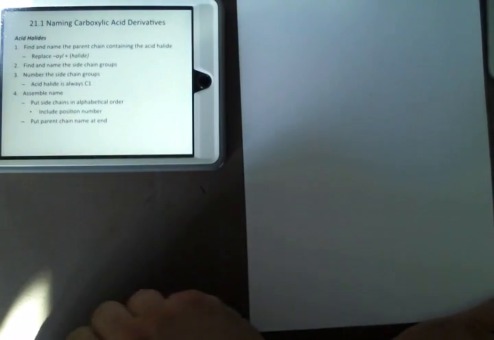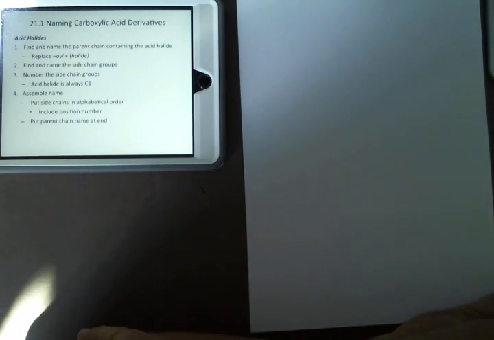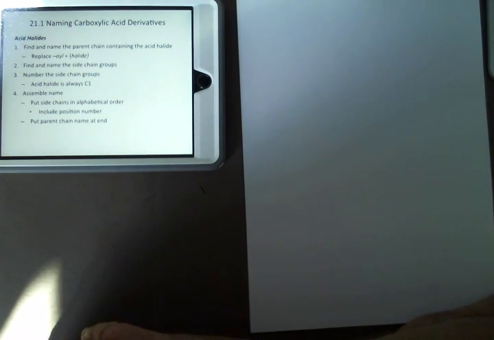So, naming carboxylic acid derivatives, there's a whole bunch of these, and they all have their own little quirks. A lot of this has to do with historical reasons. A lot of these things were characterized and synthesized before they knew what the actual structures were. And so it was sort of a hodgepodge of names. So keeping them straight is going to be a little difficult, but hopefully it won't be too bad. So we start off talking about acid halides.